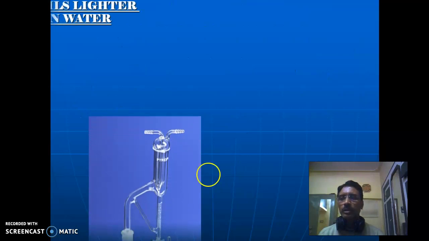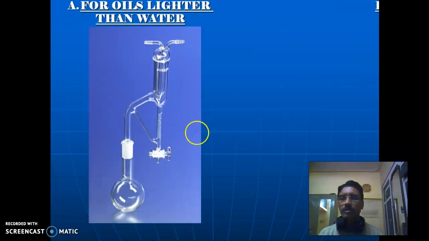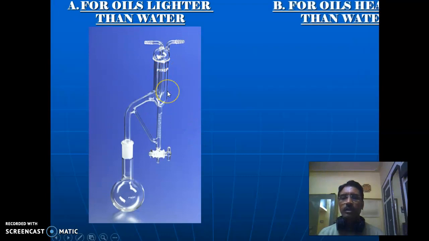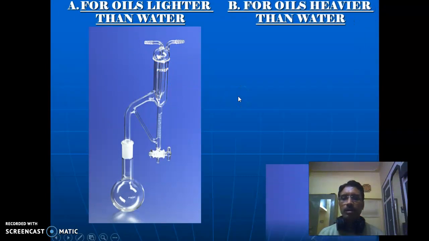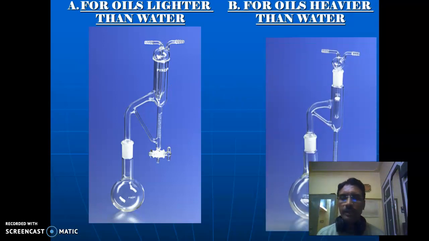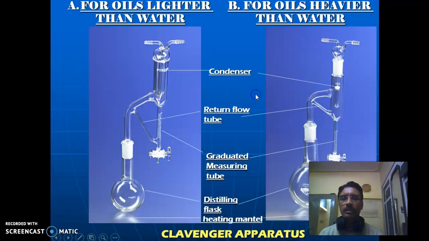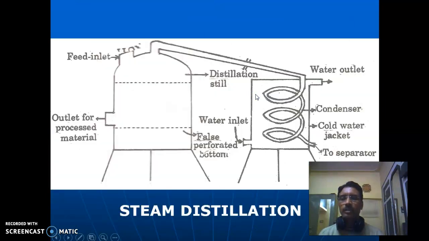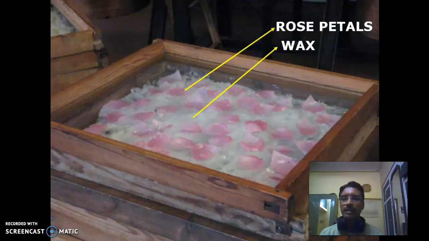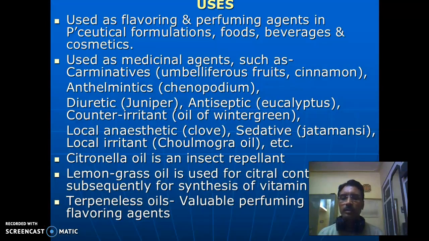For volatile oil extraction by means of the hydro-distillation method, one can use the Clevenger apparatus, depending upon the density of the volatile oil. Another method of hydro-distillation is steam distillation, in which steam is used. The volatile oil of nilgiri leaf can be extracted by this method. This is the photograph of the enfleurage and defleurage method, in which rose petals are spread on the wax.